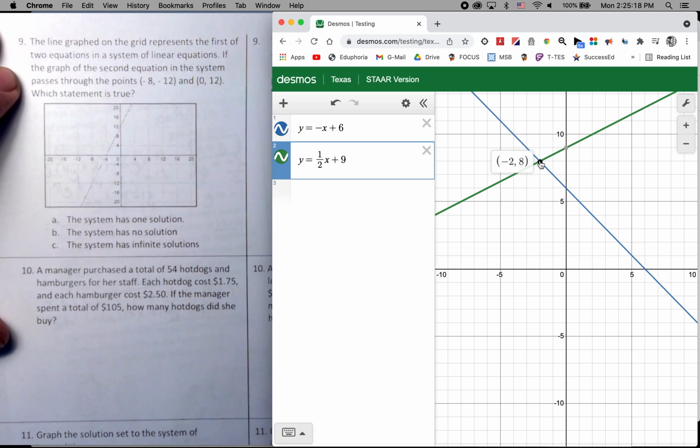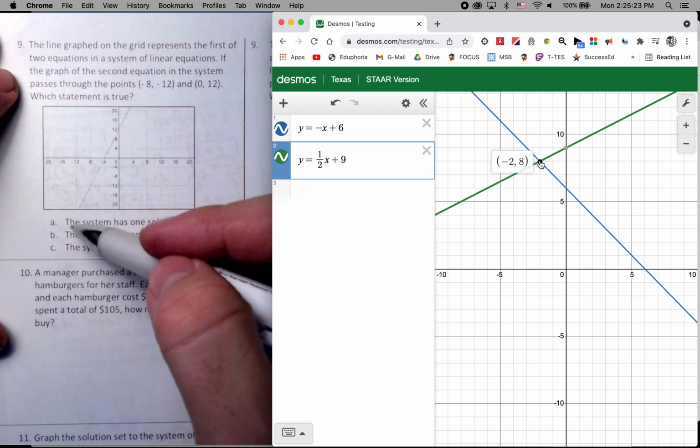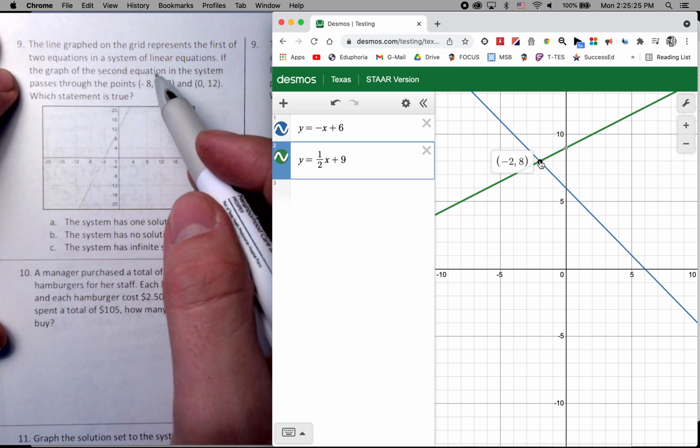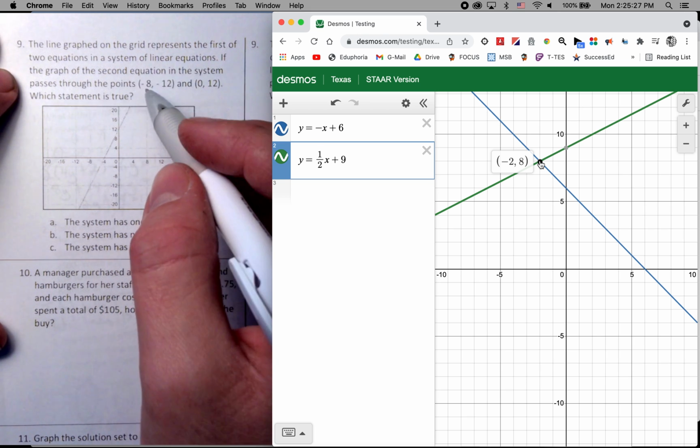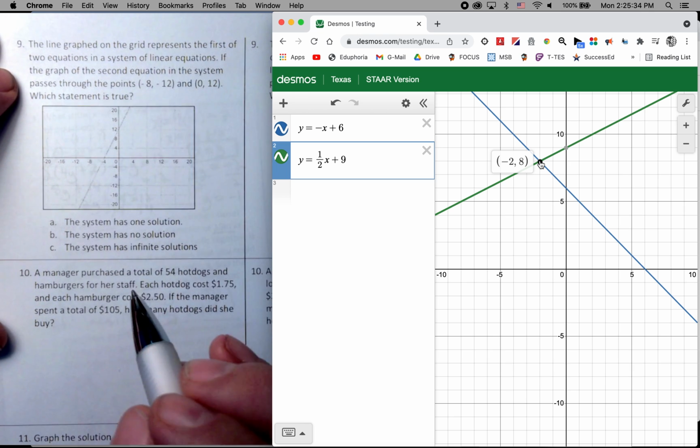It says the line graphed on the grid represents the first equation of the linear system. If the graph of the second equation of the system passes through these 2 points, (-8, -12) and (0, 12), what statement is true? Here's what you've got to do: plot these 2 points.